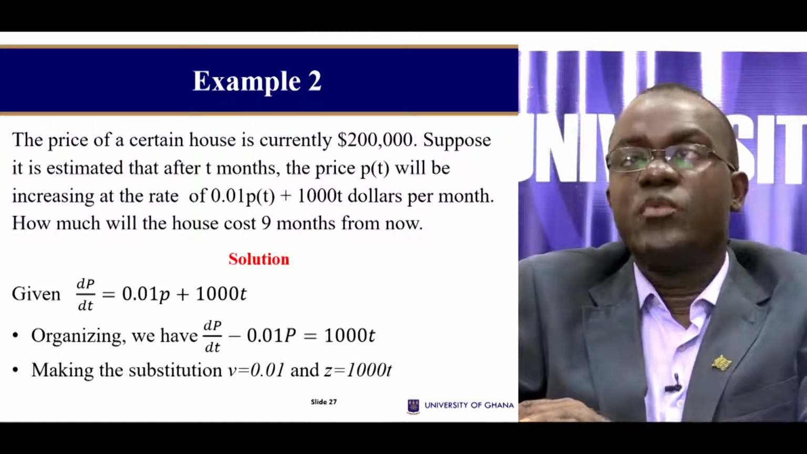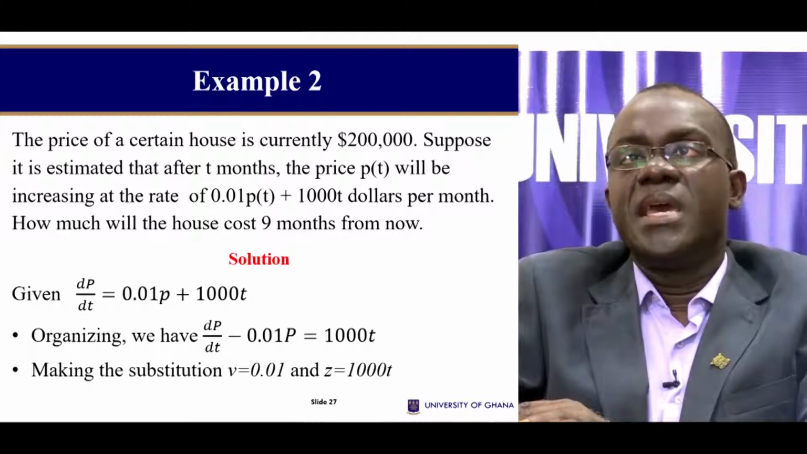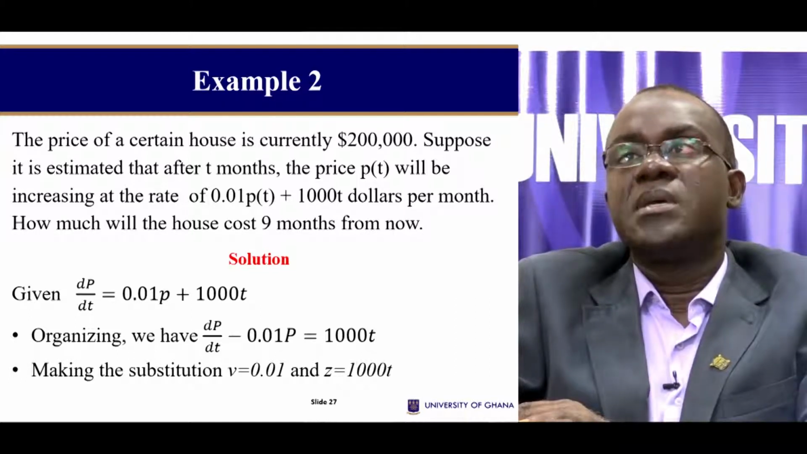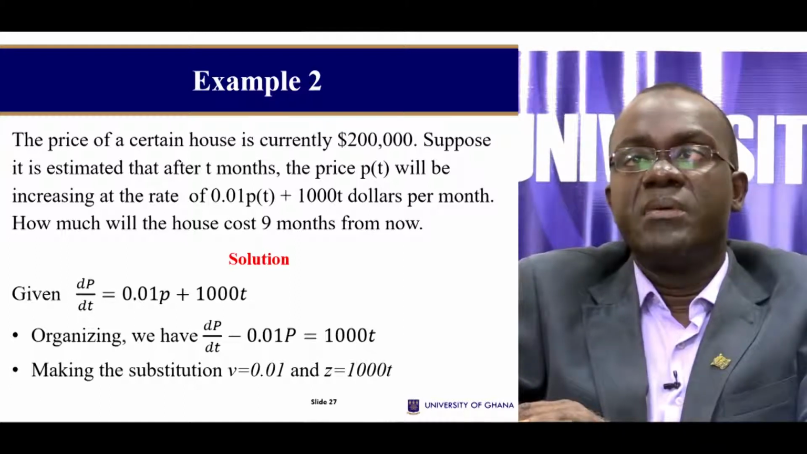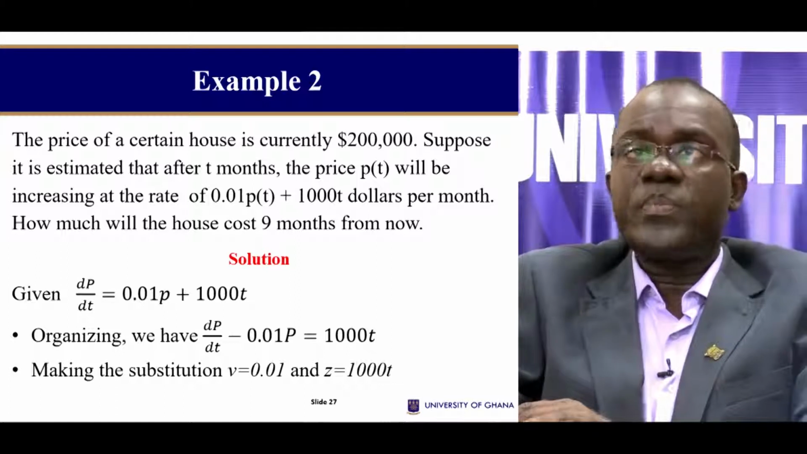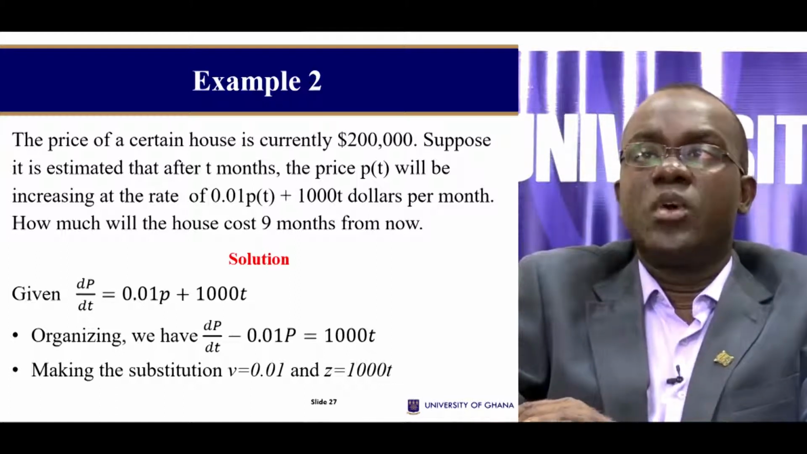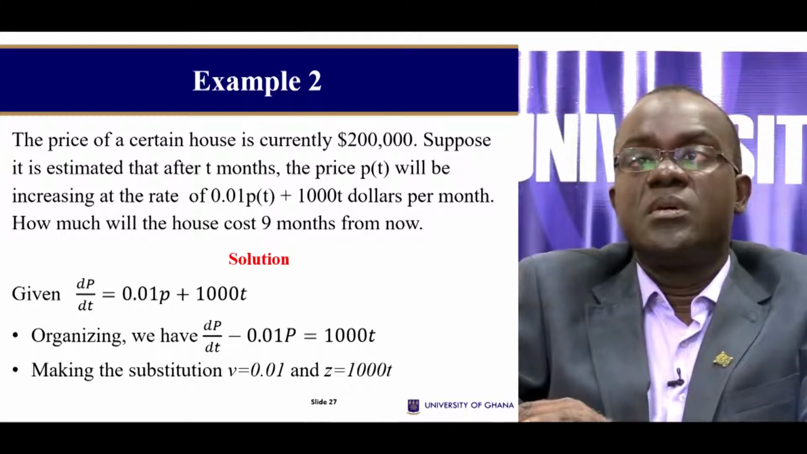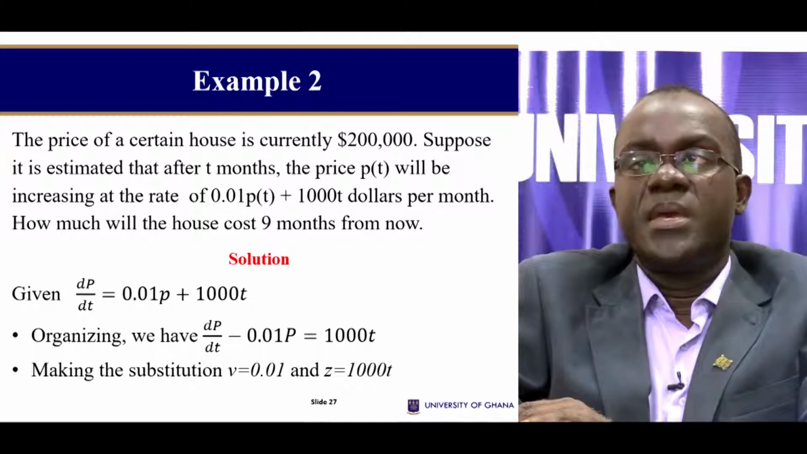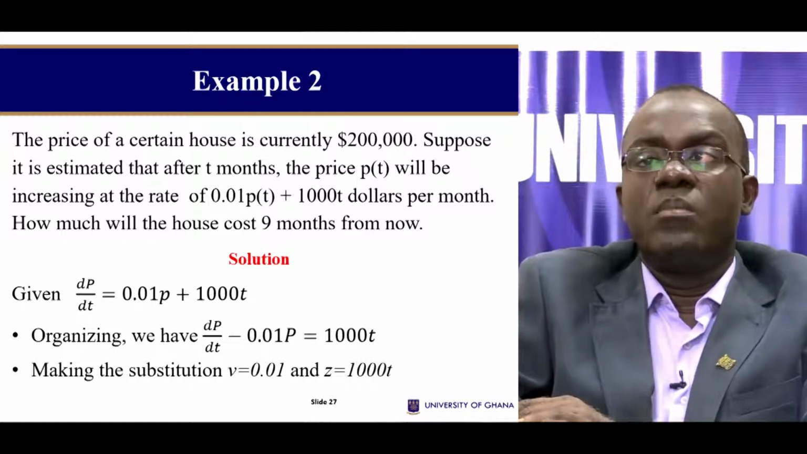There is also another equation here. Here we have the price of a certain house, which at the time t equals 0, the price is equal to this. The rate of change of the price is what we have over here, and we are supposed to estimate or find the cost of the house in 9 months. This is what we have been given, how the price changes with time. And if we reorganize this equation, we can put it in this form.